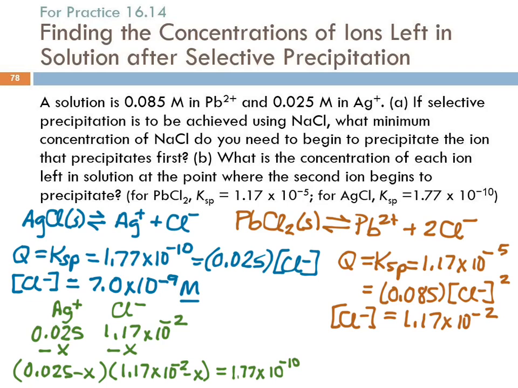So I'm just going to do that on my solver, because I think that's a lot easier. 1.77 times 10 to the minus 10, and then I've got 0.025 minus X times 1.17 times 10 to the minus 2 minus X. I don't remember if this is exactly the way I did it before. Little things on the solver.